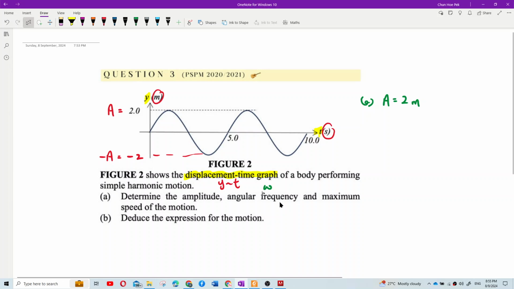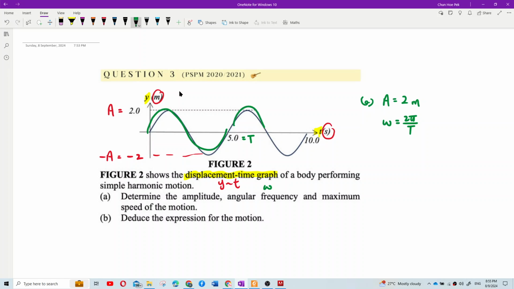They are the same. So how to find omega? Omega is 2π over period. Where do we find the period? This is the period. One wave is one period. One more wave makes 2 periods. Understand? So period is 5 second. So omega is 2π/5. I think we can maintain the answer in fraction form. The answer is in radian per second.